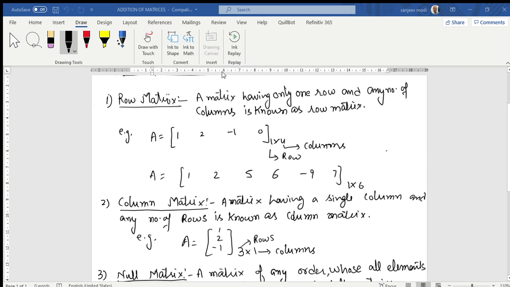Now what is the mean? This is our element. We said that here I and J, I is not equal to J. Here I represents row and J represents column.